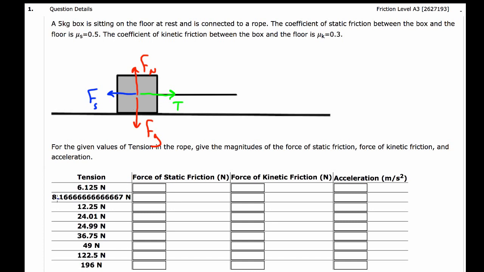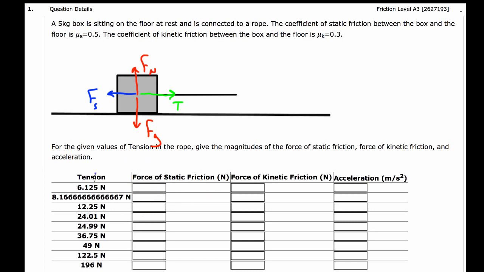And if I pull with 8.1666667, then static friction will just match that. It'll just bump it up. And if I keep adding a little extra force, static friction adds a little extra force, whatever it needs to do to keep this thing from budging, to keep it from slipping. And then once it budges, the static friction goes away. So how do we figure it out?